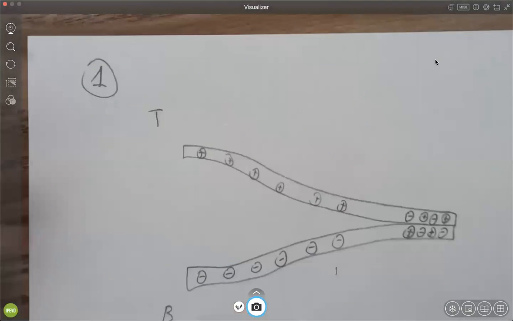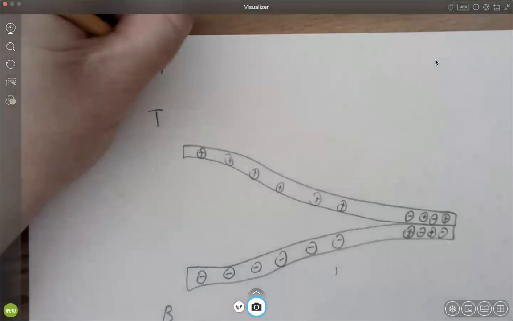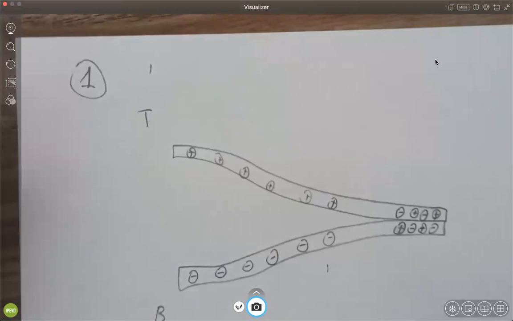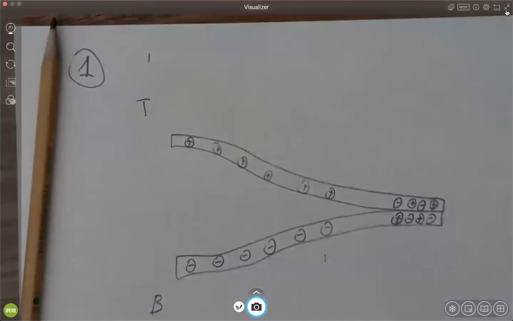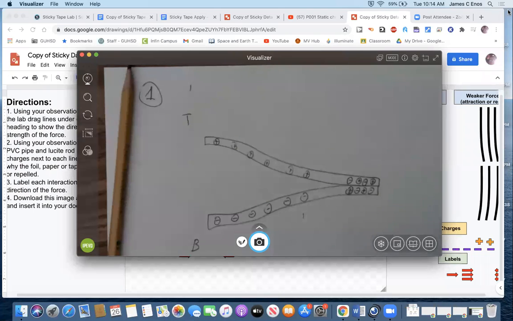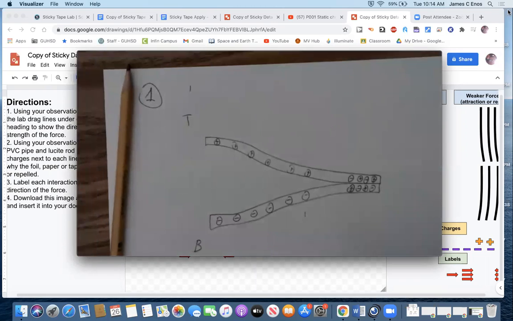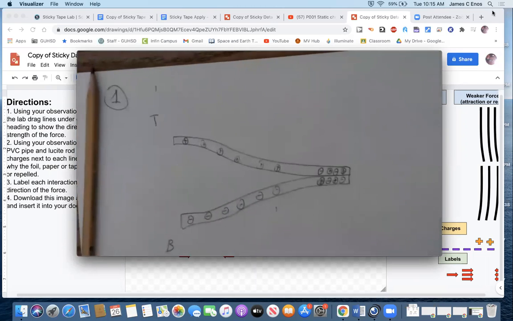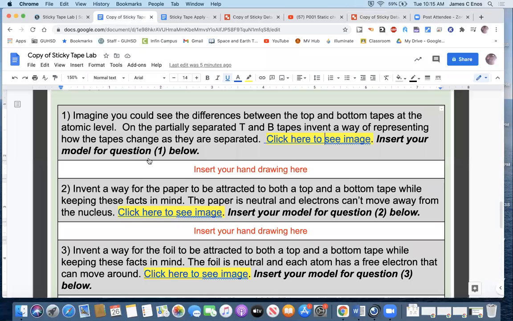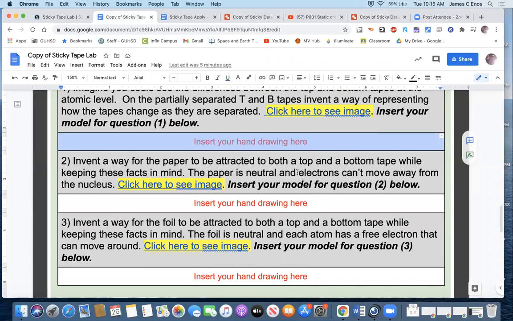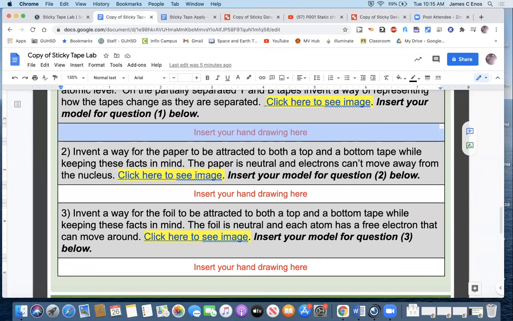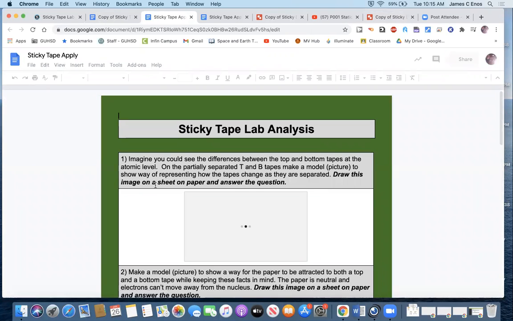I then draw this, and then I'm going to take a picture and I'm going to insert this into my number one. So I take a picture of it. And I come here and I insert my hand drawing in for number one. Then I want you to try to do the same thing for number two and number three, where you're going to draw in the images for number two and number three, following along with what we see here.